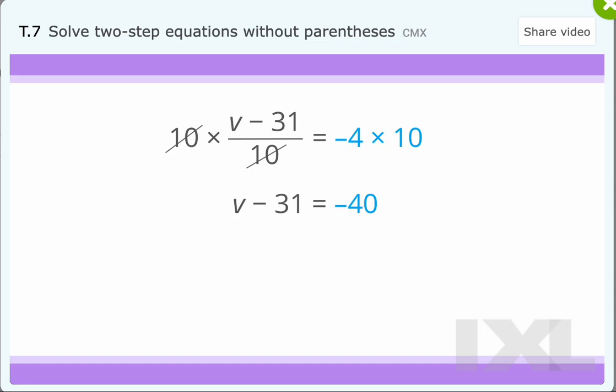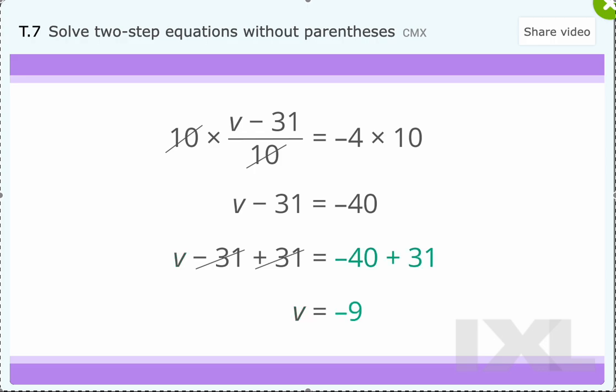Now we have v minus 31 equals negative 40. The inverse of subtraction is addition, so let's add 31 to both sides. On the left, negative 31 plus 31 is 0, so we're left with just v. And on the right, negative 40 plus 31 is negative 9, so v equals negative 9.